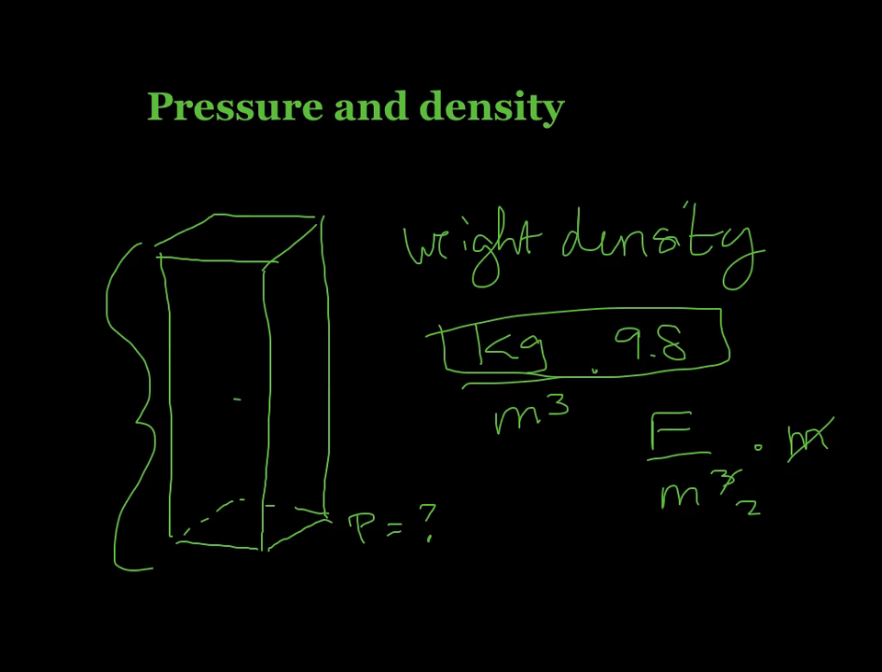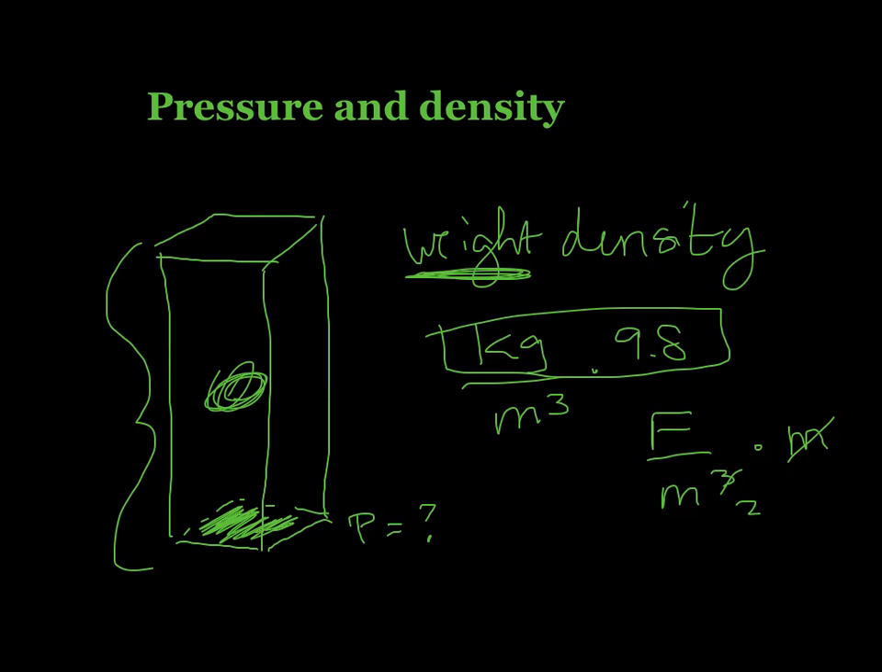Weight density is sometimes a handy term, but it's related to the height of the column. The pressure at the bottom here is related to the density of this material. This material has mass, and if it has mass, it has weight. Then if we multiply by the height of the column, we end up with our pressure down here at the very bottom.